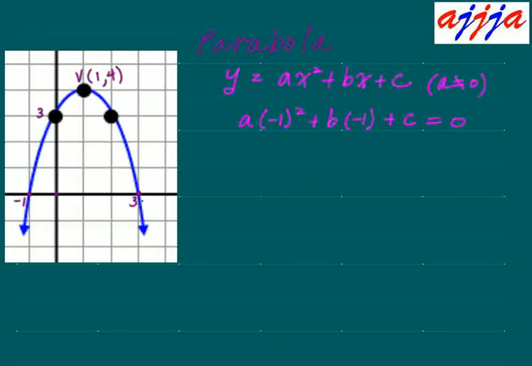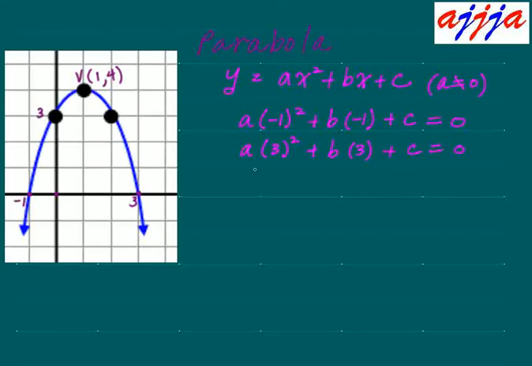So next one, right hand side, right here. So 3, 0, right? That means a times 3 squared, plus b times 3, actually 3b, plus c equals 0. For the next one, we can use any point, but it's easy for this one.